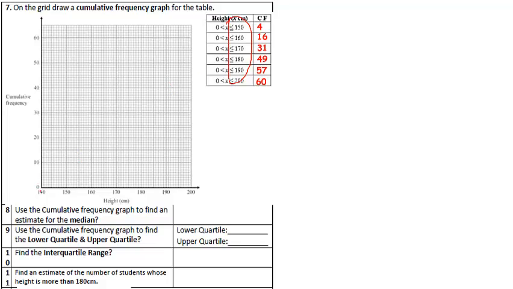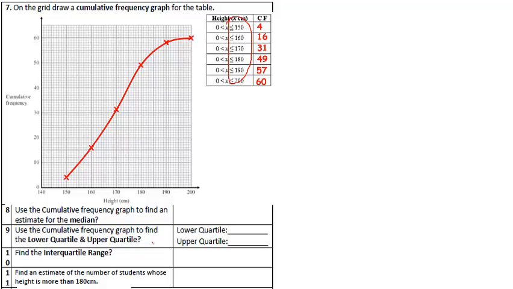Look at the scale. This time this scale here is going 1 up, so every tiny square stands for 1. And going up on the cumulative frequency, every tiny square stands for 1 as well. Plot the points. Take your time as you plot them. And then use a pencil to draw a smooth curve through them all.